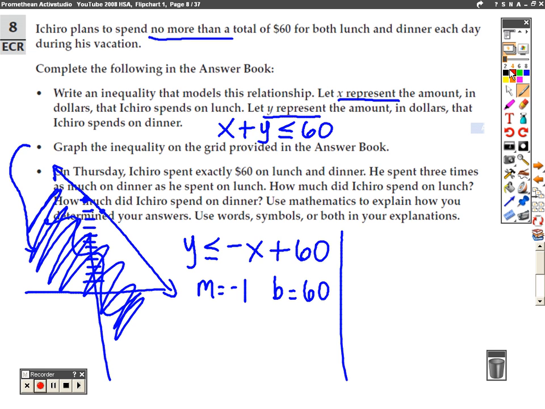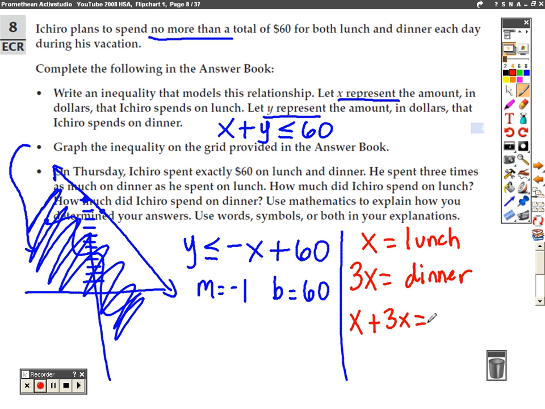Ichiro spent 3 times as much on dinner as he did on lunch. So according to the problem, we already know that Ichiro spent X dollars on lunch, and if he spent 3 times that amount on dinner, then his dinner cost would be 3 times X. So that would be the amount he paid for dinner on this particular day. They told us that if you add his lunch price together to his dinner cost, he spent exactly $60.